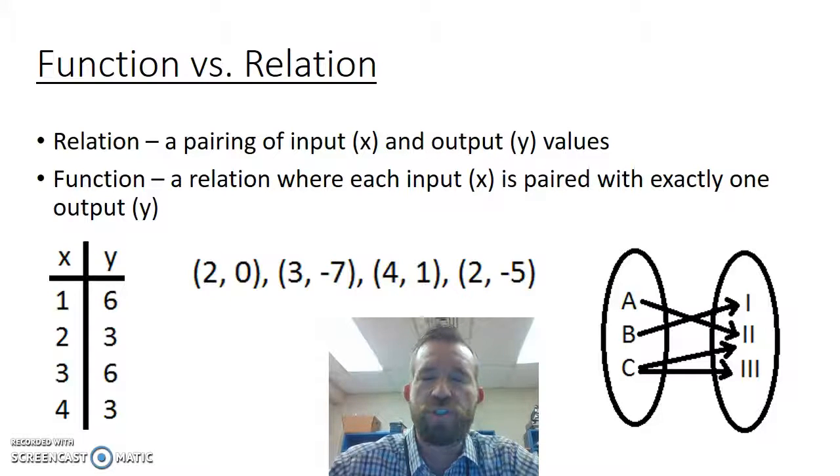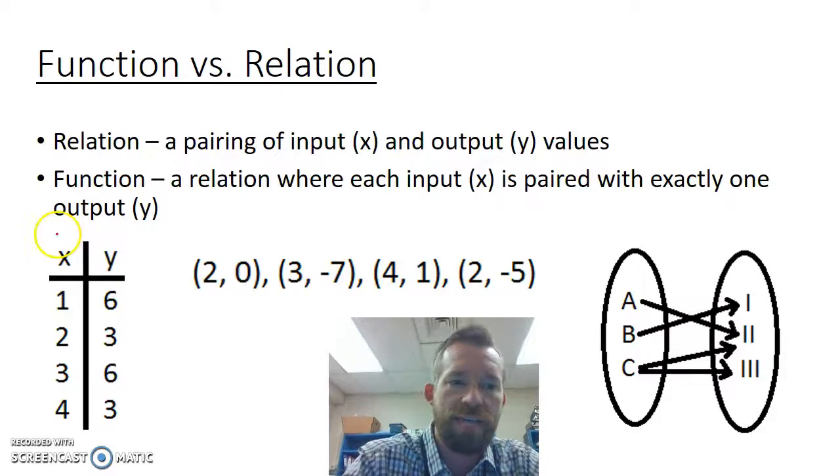A relation is like a general term. It's a pairing of input and output values, whereas a function is a very specific kind of relation. It's a relation where each input is paired with exactly one output value. When we look at some examples of relations, there's a lot of different things that are relations. All three of these things are.